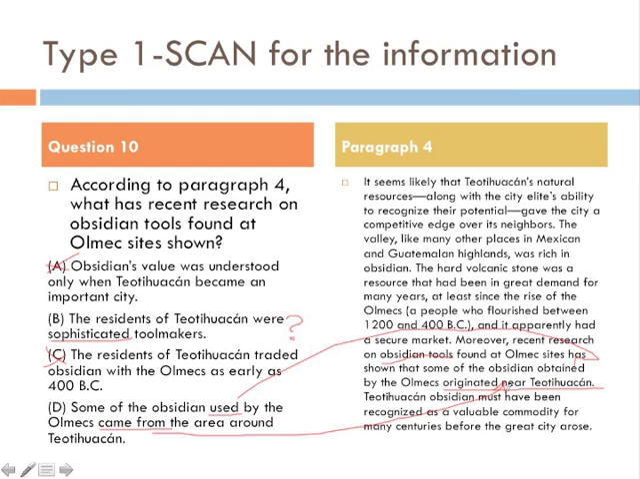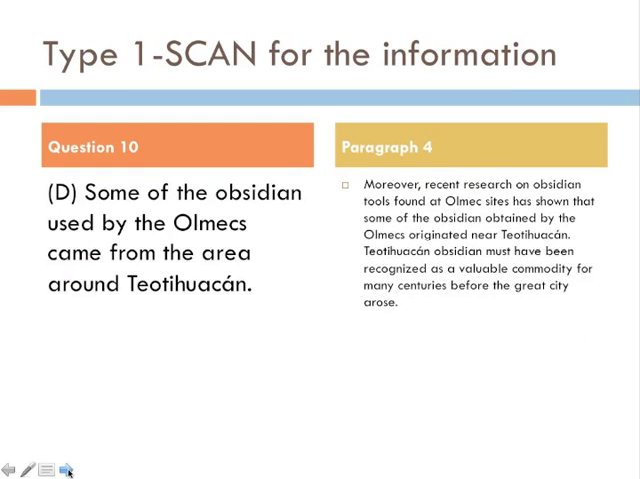This one seems to have some pretty strong text support in the reading. Is it possible that this one could be the answer? Well, in this case, it is the answer. And as we said before, one of the reasons we can recognize the answer is that it seems to get the information in the correct way. This obsidian was used by the Olmecs, and it came from the area around Teotihuacán. And again, part of the idea is it uses language that's very similar in meaning.